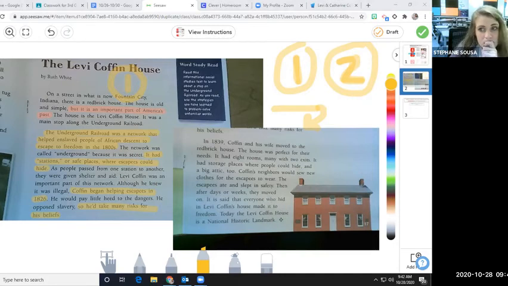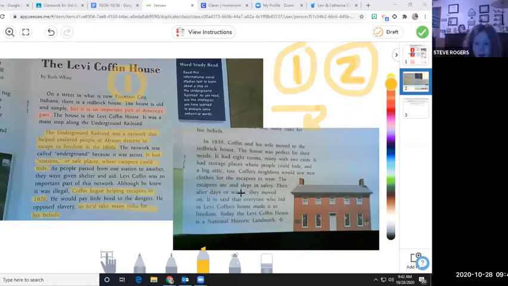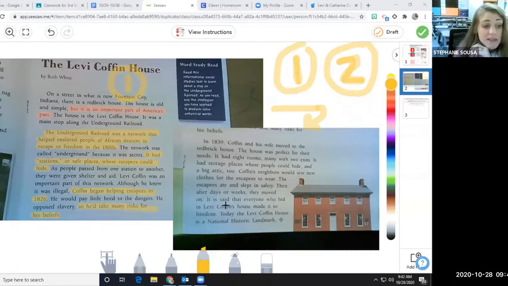In 1839, Coffin and his wife moved to the red brick house. The house was perfect for their needs. It had 8 rooms with 2 exits, had storage places where people could hide, and a big attic. Now hold on. Which one is the most important, do you think? Because that's the whole paragraph. What's one piece that you think is really important? Oh, I just highlighted the safety part because I thought all of that was important. Oh, okay. So that it got them all to safety.